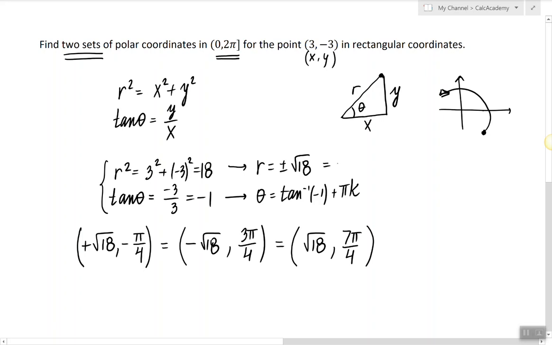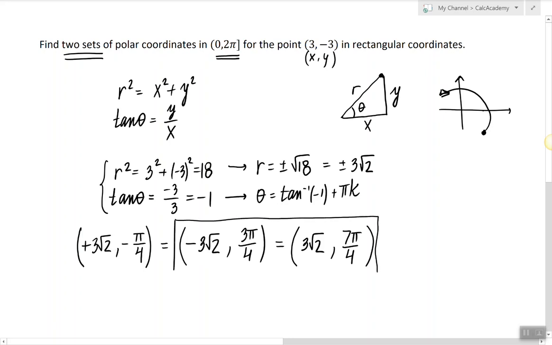One thing that can be added here is we can simplify this radical expression. Square root of 18 is actually 3 radical 2. So we can write 3 radical 2 everywhere instead of square root of 18. So these two satisfy the conditions of the problem, and therefore we found the two sets of polar coordinates for the given point.